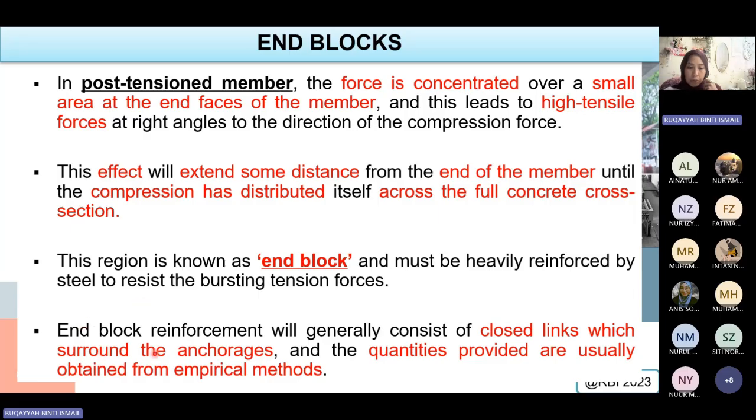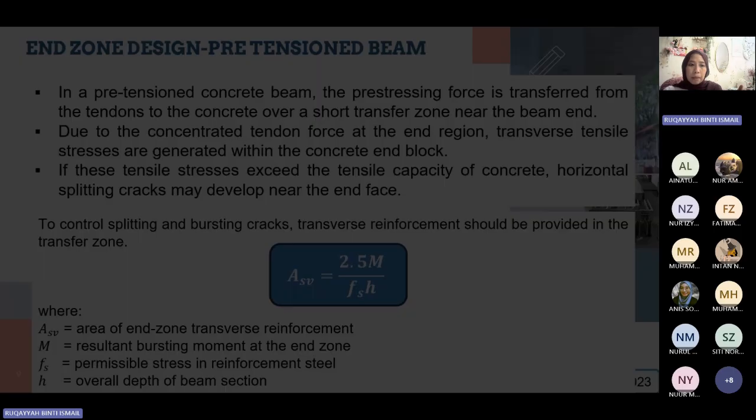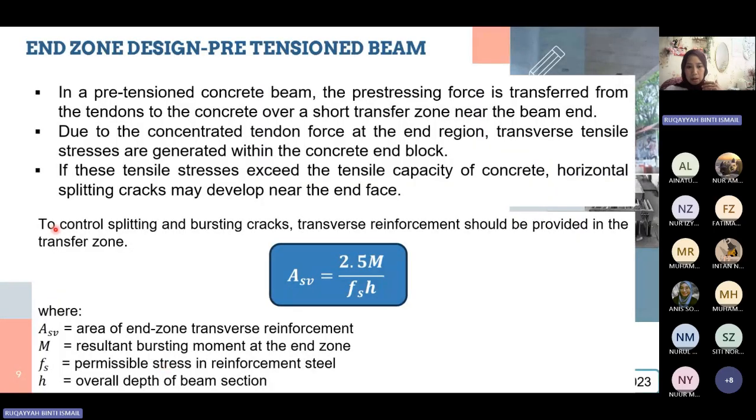So end block reinforcement will generally consist of closed links which surround the anchorage, and the quantities provided are usually obtained from empirical methods. All right, so this is end zone design for pretension.